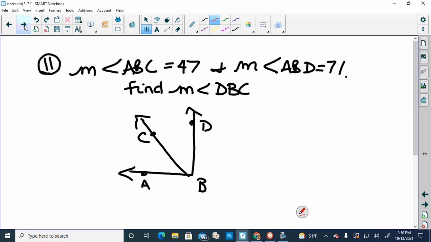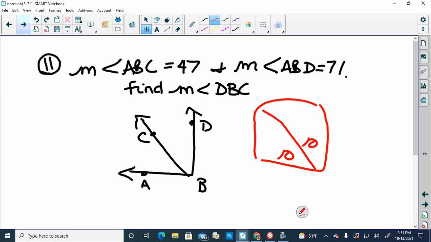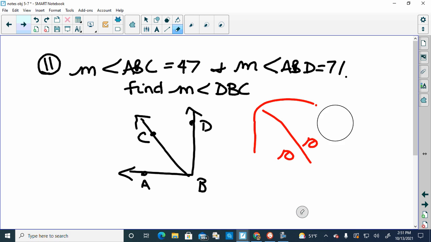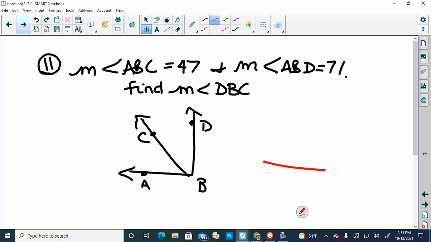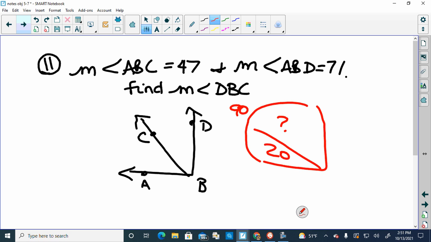Okay, so this is similar to the segment addition postulate that we had the last test, other than it's an angle addition postulate. Okay, so with angle addition postulate, if you know this angle and you know this angle, how do we find the total? Add it. Okay, if we know one of them and we know the total, how do we find the other smaller one? Subtract it. So just like the segment addition.